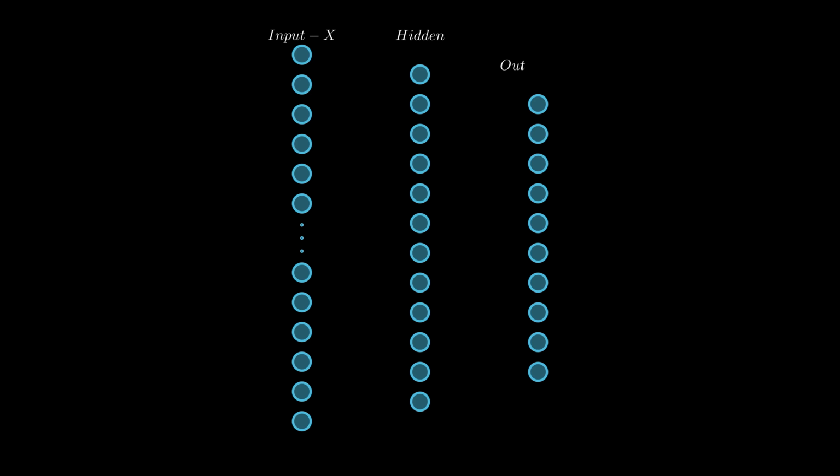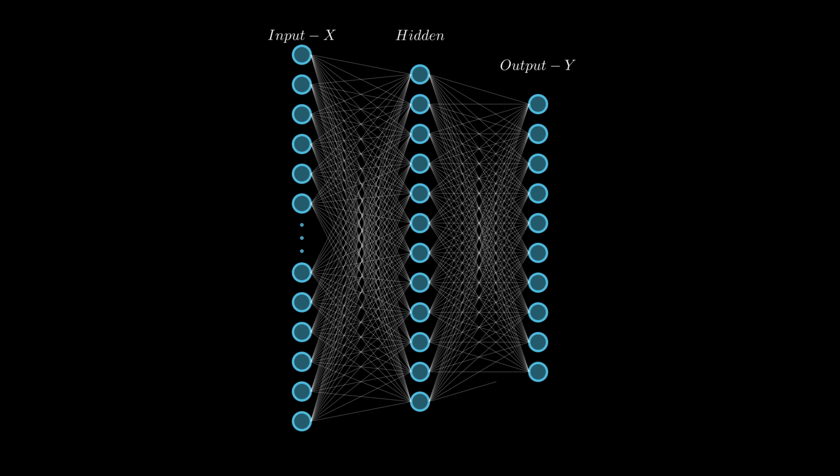So, a neural network is a giant mathematical function of nodes and weights connected in layers with activation functions that map the input data to the output data. But what is an activation function?